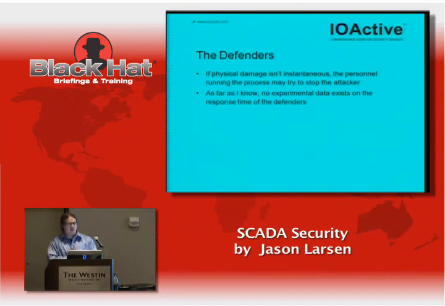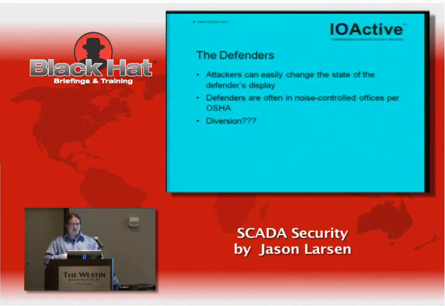For the defenders, one of the things going for them is that physical damage isn't instantaneous, and hackers don't have a perfect knowledge of the process when they get into your system. As the hacker gets into your system, he's going to go around, start manipulating points, look for the spikes, look for all the stuff he can do, and the defenders have a chance of noticing that. If they start noticing things turning on and off when they shouldn't, then they're probably going to go look for that. As far as I know, there's no experimental data in existence looking at the response time of the defenders: how long and how messed up does the process have to be for the defenders to actually start looking at it?